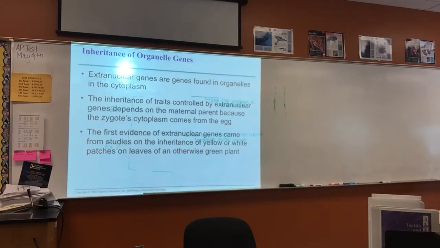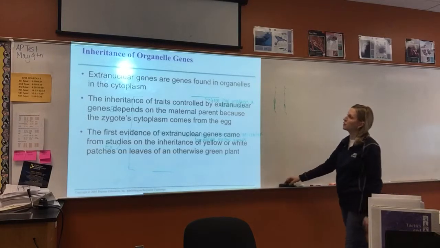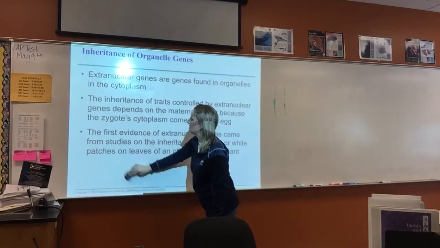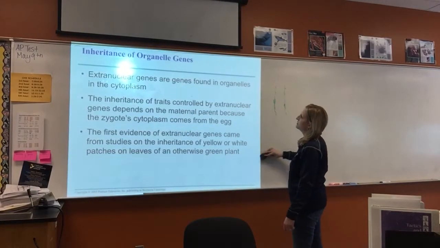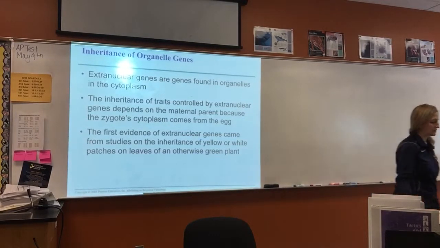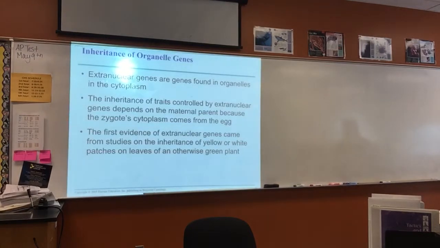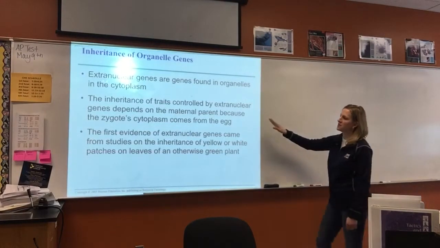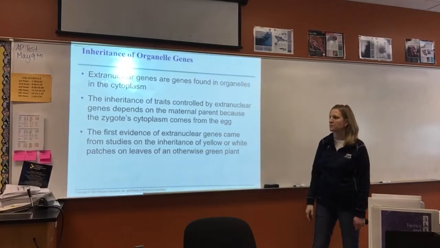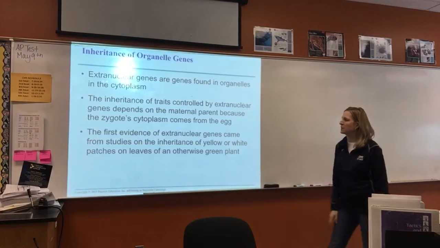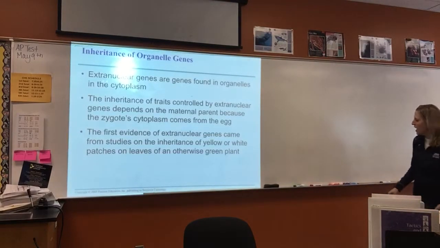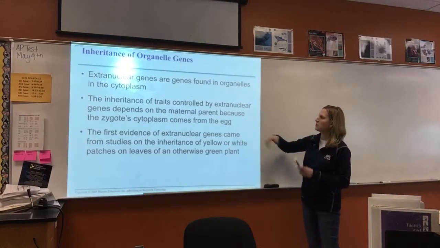And then the last thing is we have genes in other organelles. They're called extranuclear genes. Extranuclear genes are found in organelles in the cytoplasm, like the mitochondria and the chloroplast. There are certain traits controlled by these genes, but they depend upon the maternal parent because the zygote cytoplasm comes from the egg cell. The first evidence was in plants, with yellow and white splotchy plants. But let me talk about this second bullet real quick, why it matters when it says by the maternal parent.